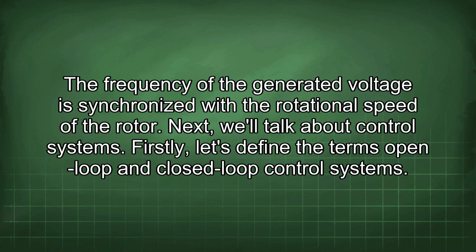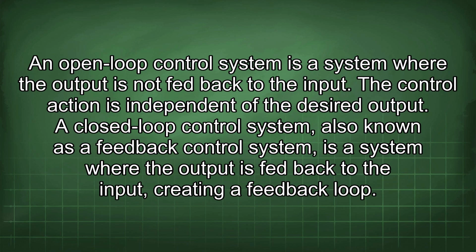Next, we'll talk about control systems. Firstly, let's define the terms open-loop and closed-loop control systems. An open-loop control system is a system where the output is not fed back to the input. The control action is independent of the desired output.